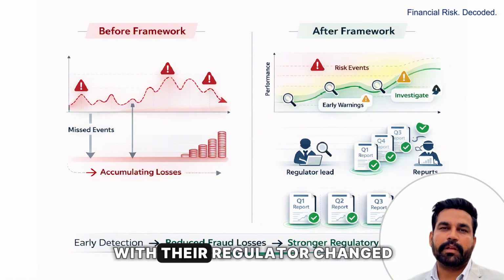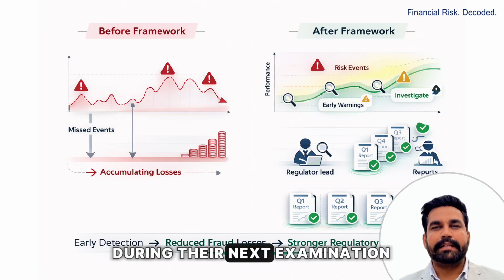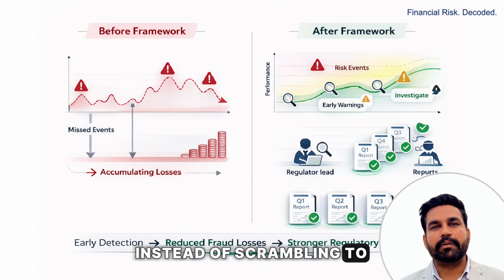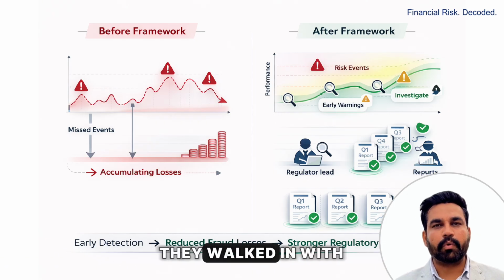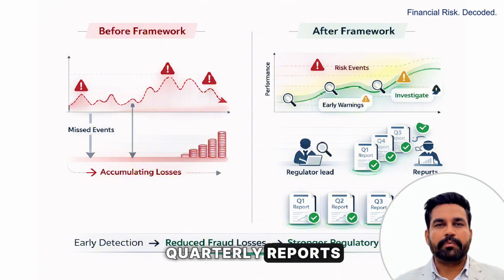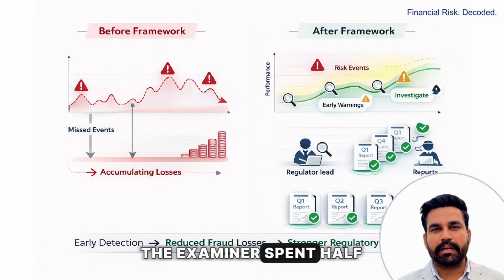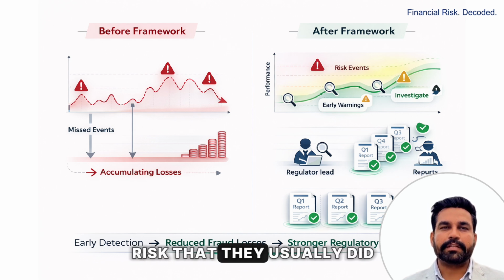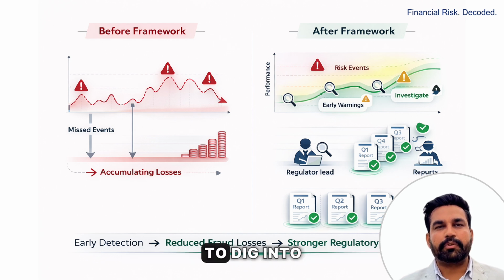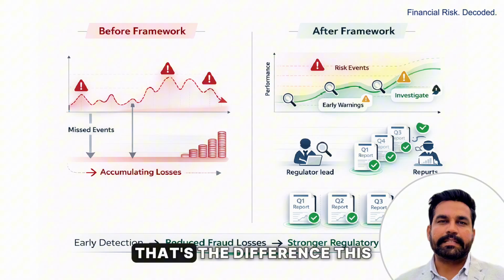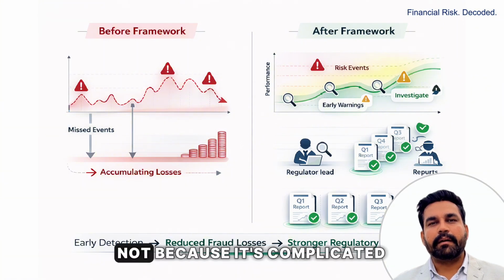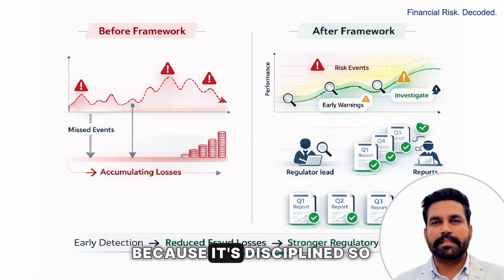And here's the other thing that changed. Their relationship with their regulator changed. During their next examination, instead of scrambling to pull together documentation, they walked in with a full year of quarterly reports, alert logs, and remediation records. The examiners spent half the time on model risk that they usually did, because there was nothing to dig into. The evidence was there. That's the difference this framework makes. Not because it's complicated, because it's disciplined.